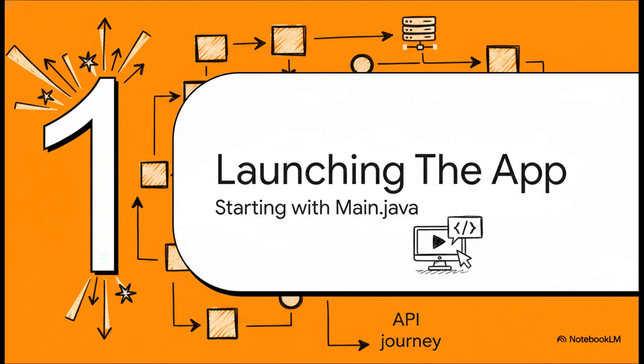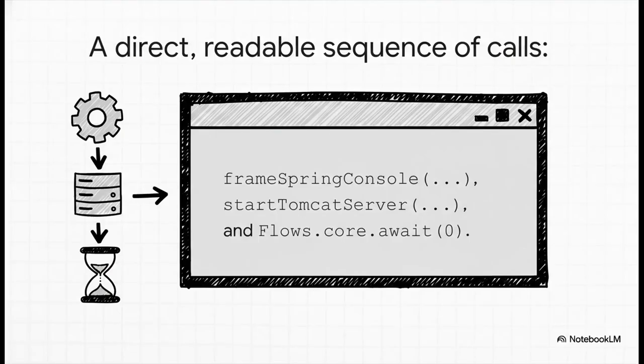Okay, so to really get a feel for this philosophy, let's actually follow the journey of building a simple API. And of course, we're going to start right where every single application begins, inside the main method. What's really cool here is just how clear the startup process is. This little snippet from our main Java file shows a direct, super readable sequence of events. You set up some components, you start the server, and then you call this one final crucial line, flows.core.await(0). So what in the world is that last line doing?